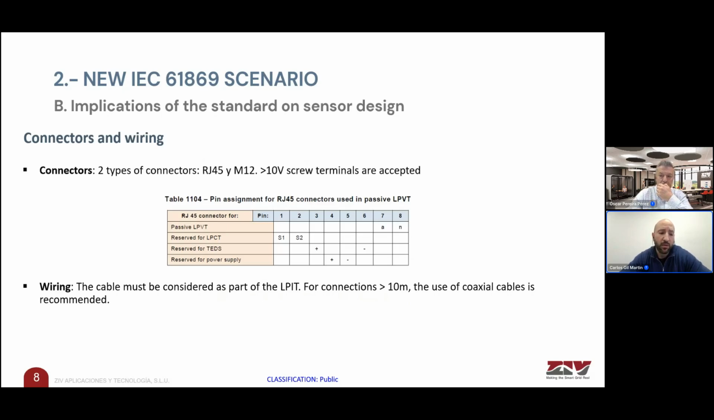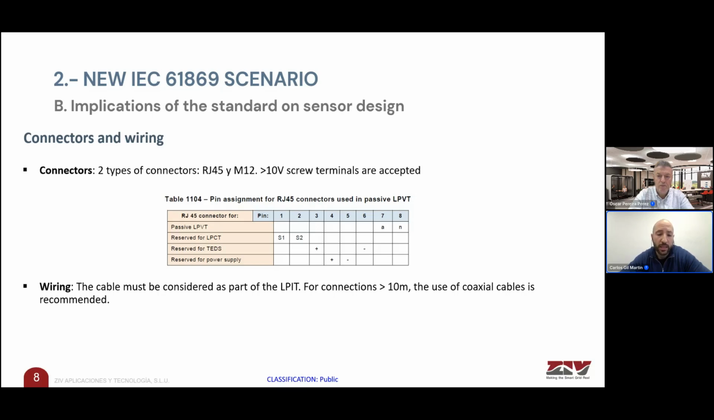RJ45, this is the connector that we normally use to connect a laptop to an Ethernet network. We also have M12 for outdoor applications. It is a multi-pin, threaded connector for outdoor use. And in case we have a signal higher than 10 volts, it is recommended to use screw terminals. The pinout of the connector is completely defined in the standard.